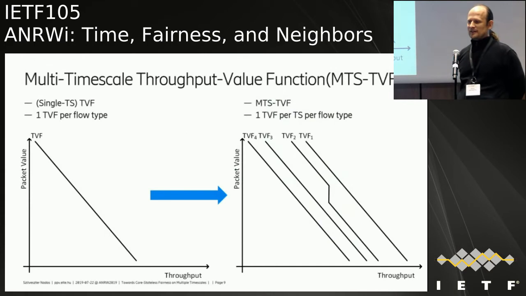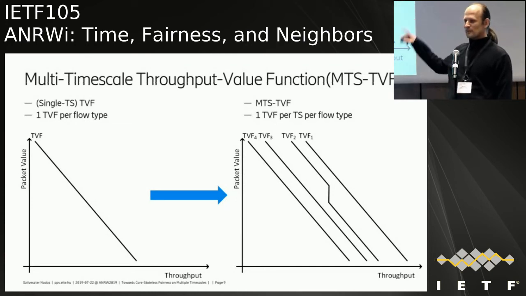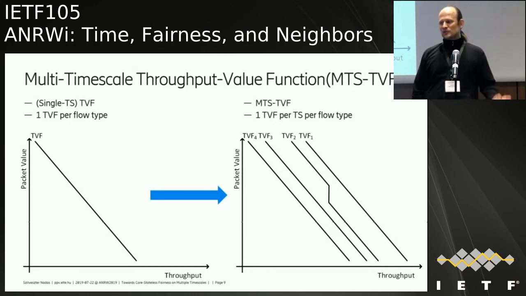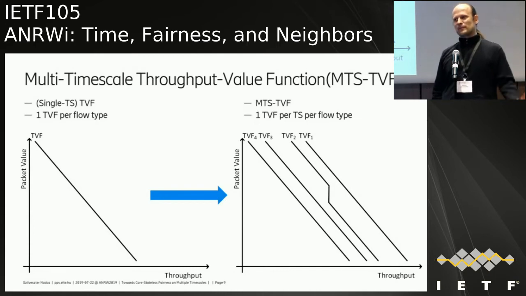So how can we then define throughput on multiple timescales? Instead of having a single throughput value function per flow type, we introduce one throughput value function per timescale per flow type. So for a single kind of flow, instead of having one such function, we are having 4 such functions, and all of these have a timescale associated.